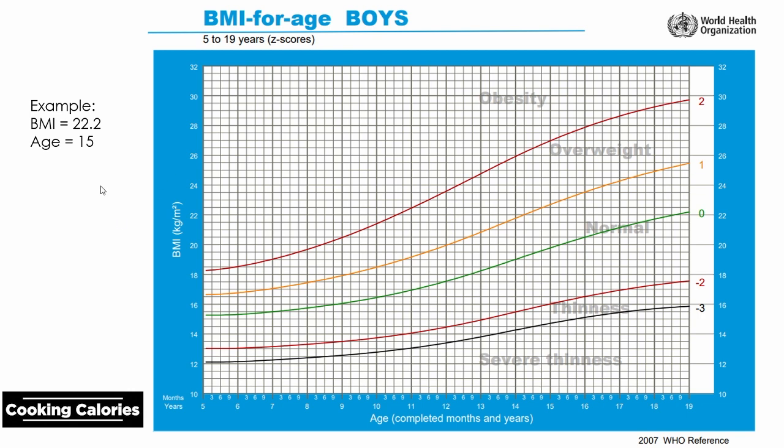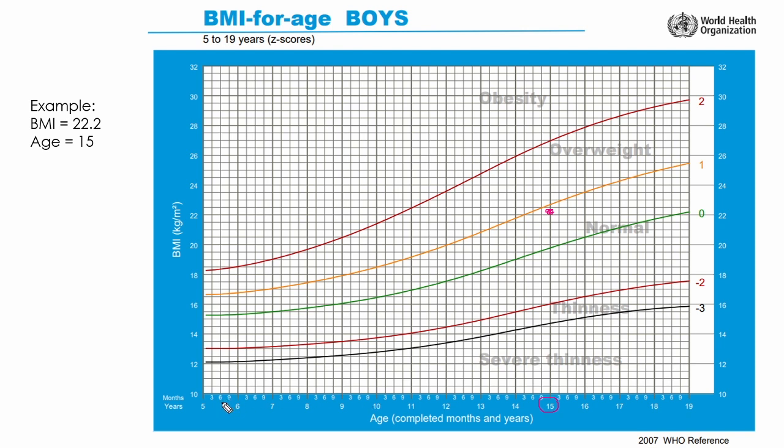For example, we have here a 15-year-old male with a BMI of 22.2. Let us also assume again that he just turned 15. So this is his age. Now let us start plotting. So for a 15-year-old male with a BMI of 22.2, his BMI is considered as normal.